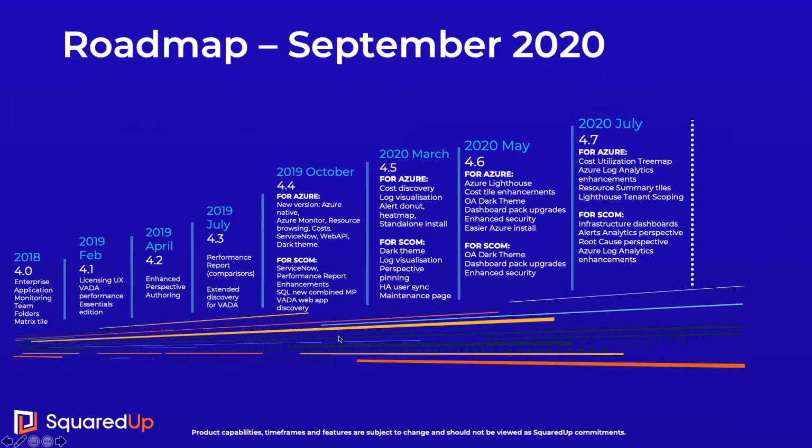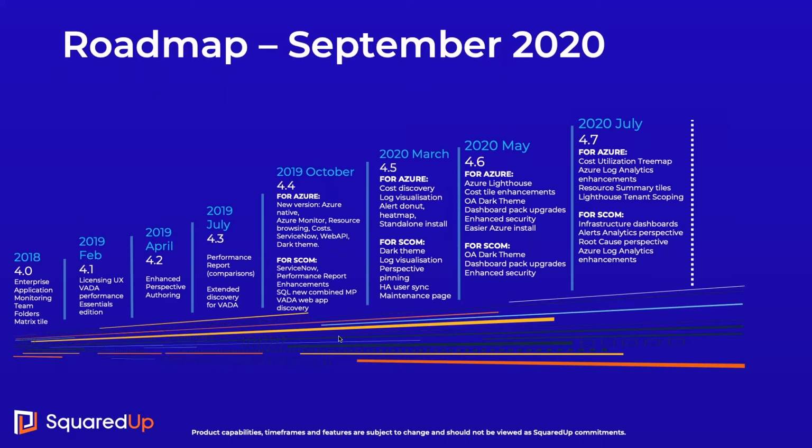So this is our roadmap as of September. We've released 3 versions already this year, and today we're announcing 4.8, the fourth release of the year. With 4.5 back in March, we had some new cost visualizations, dark theme being added to SCOM, new log visualizations, and lots of great functionality back in March. Then lockdown came upon us.